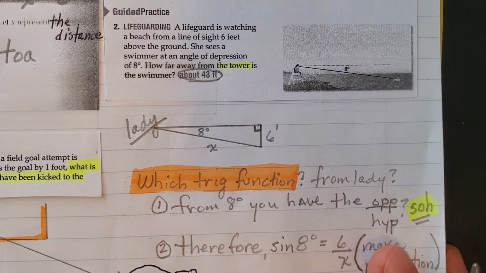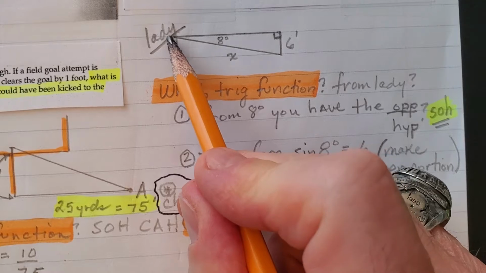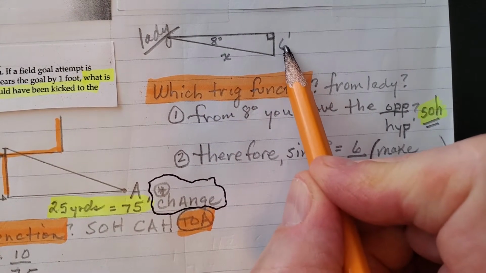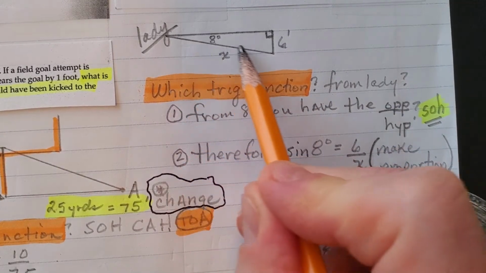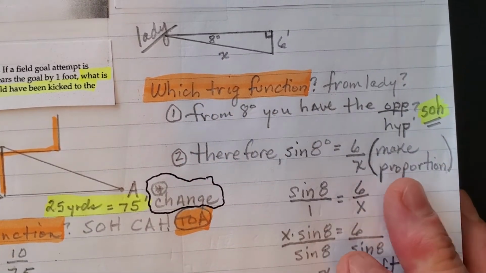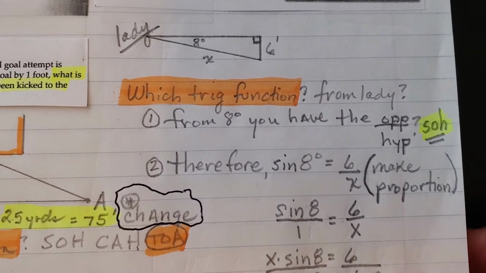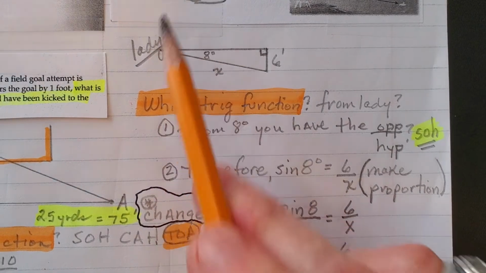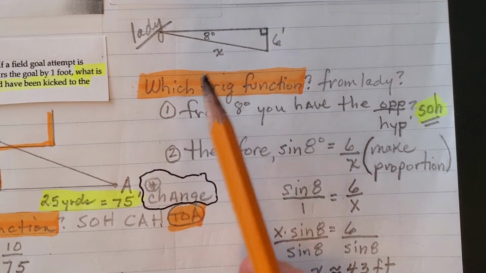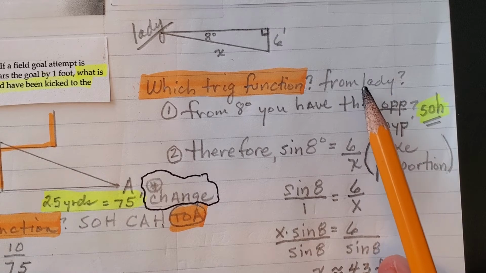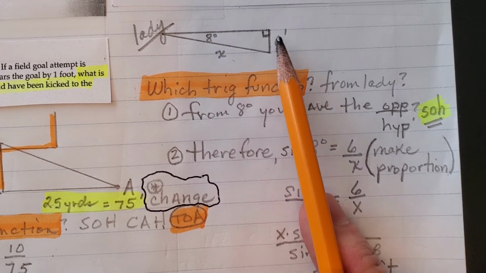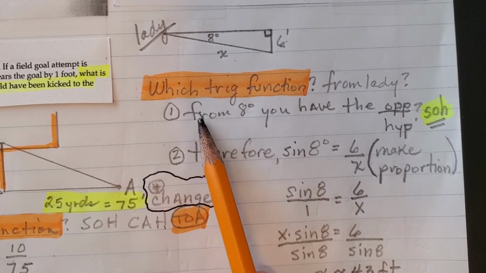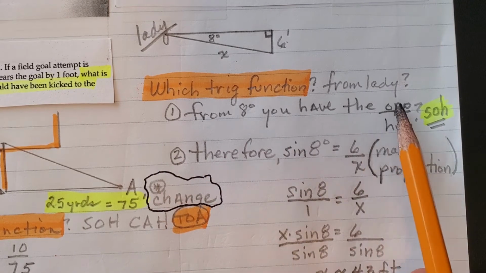Let's see what happens. I drew a picture of here's the lady, and here's my angle of depression, 8 degrees. I know that's 6 feet from here to here. I want to find this length from here, x. So which trig function would I use? How far away from the tower is the swimmer? From the tower. So I would use which one? Right, opposite over hypotenuse. So from 8 degrees, you have the opposite over hypotenuse.